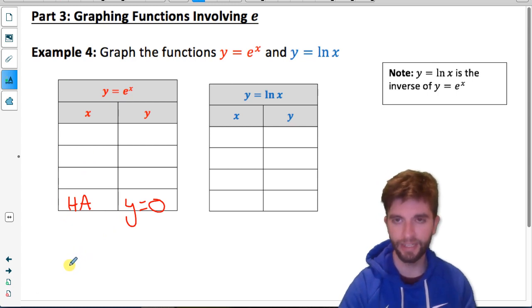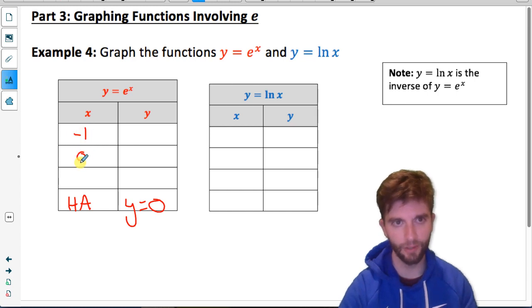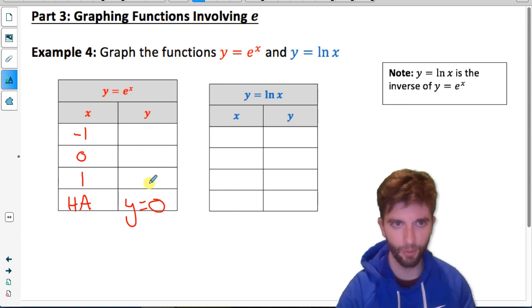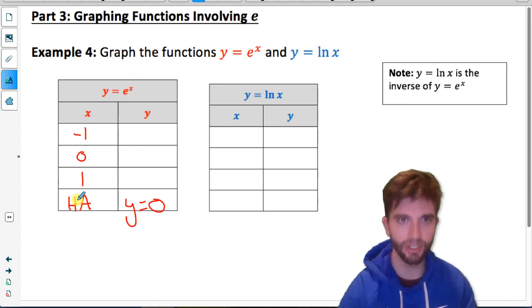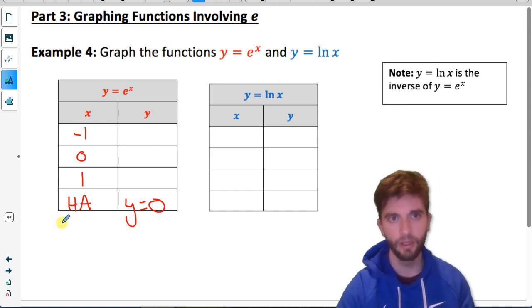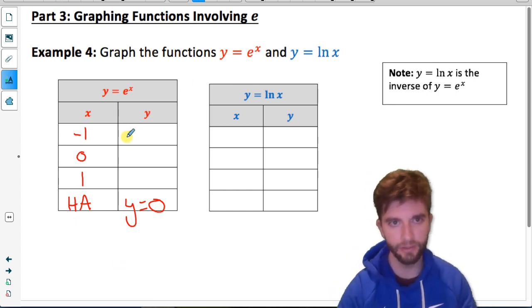Now, to get a good shape of the graph, I normally say choose x values of negative 1, 0, 1. We'll plug those into the exponential function and get the y values. So we'll do e to the negative 1, e to the power of 0, and e to the 1. And we'll get just a couple decimal places for each of these because that'll be enough to do a fairly accurate graph. So we'll do e to the power of negative 1 first, and I get about 0.37.